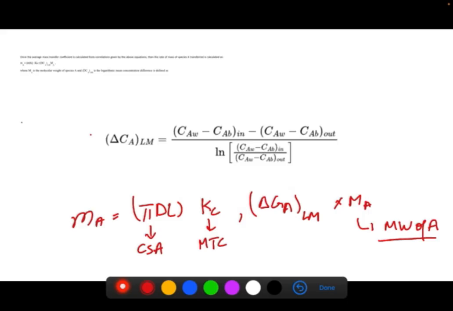And delta C_A LM denotes the logarithmic mean value of the concentration, which is given as C_AW, that is concentration of A at wall, minus C_Ab, that is concentration of A in bulk, in, minus C_AW minus C_Ab out, upon the logarithmic value of C_AW minus C_Ab in upon C_AW minus C_Ab out.